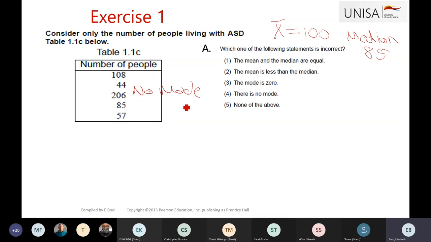Coming back to the statement, I'm going to start at the bottom. I said ignore this. There is no mode. Yes, that's true. Mode is zero. Yes, that's true because there is no mode.